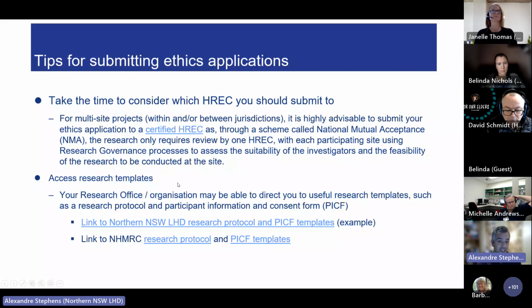If you can, access research templates. Your research office and or organisation may be able to direct you to useful templates such as research protocols, participant information sheets, and consent forms. As an example, I've included a link here to what we have in Northern New South Wales. We've got a research protocol, participant information sheet, consent form, and a variety of other templates. Also, I've got a link here to some of the NHMRC resources.